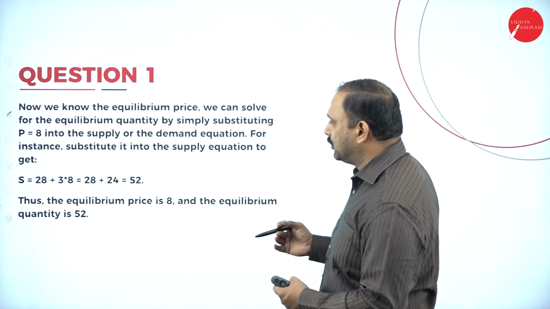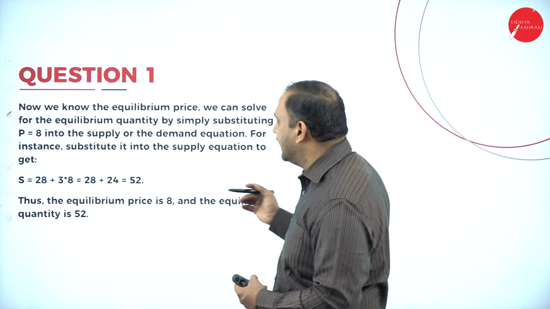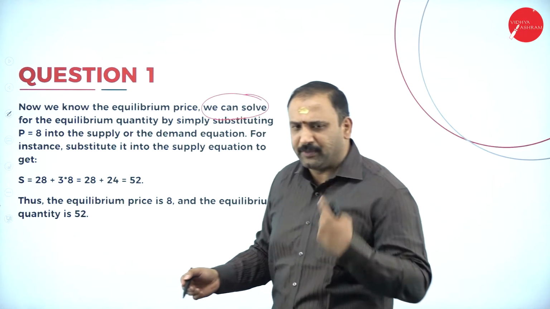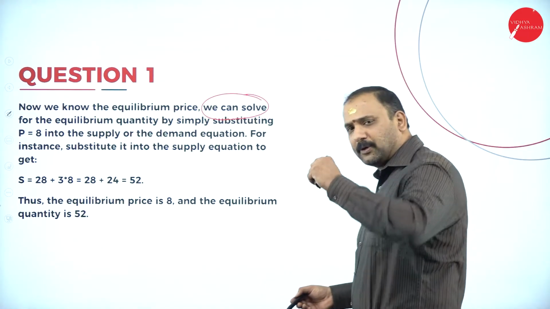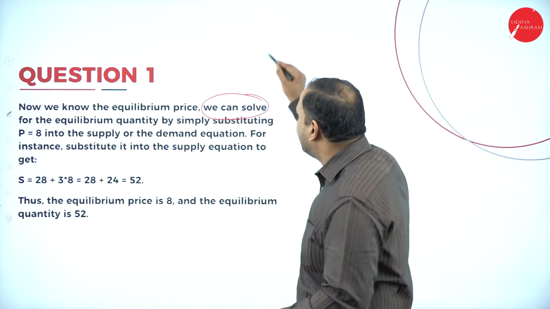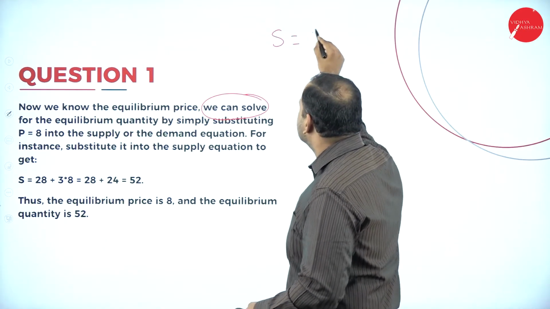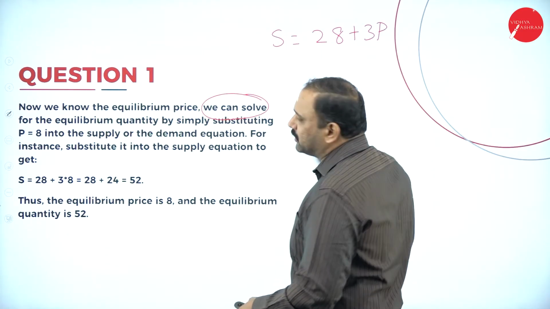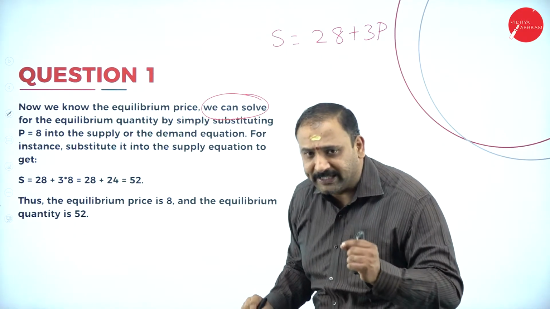Now, the question number 2. On the one, we also know the equilibrium price, so we can solve for the quantity similarly. So what we try to do here is put that value 8 in the equation of supply. The supply equation was S is equal to 28 plus 3p. So here we know the value of p. The value of p is 8.